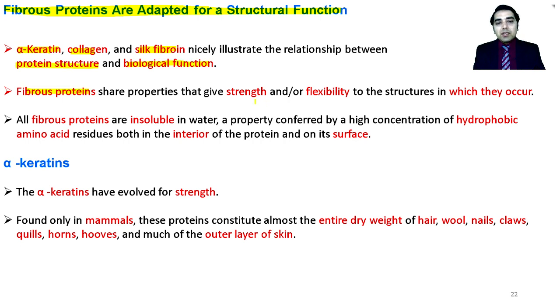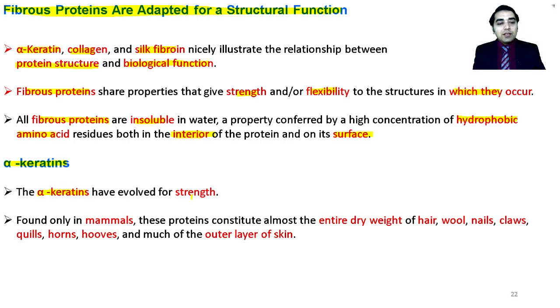Fibrous proteins give the strength and flexibility of the structures in which they occur. All fibrous proteins are insoluble in water. They contain hydrophobic amino acids both in the interior and on the surface of the protein. The first example of a fibrous protein that we are taking is alpha keratin.